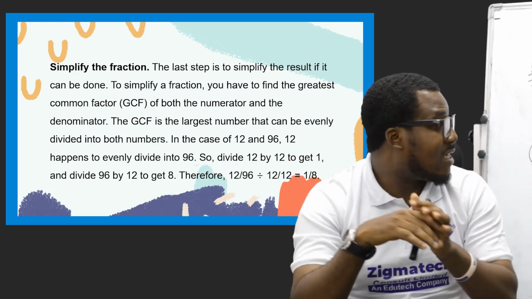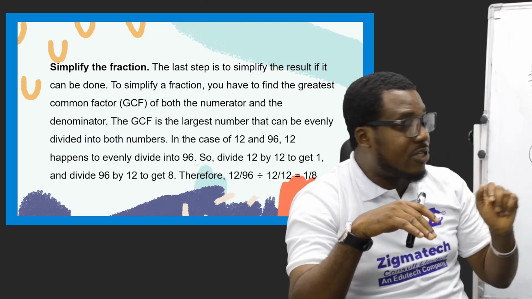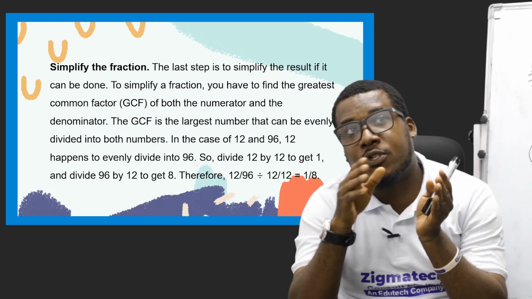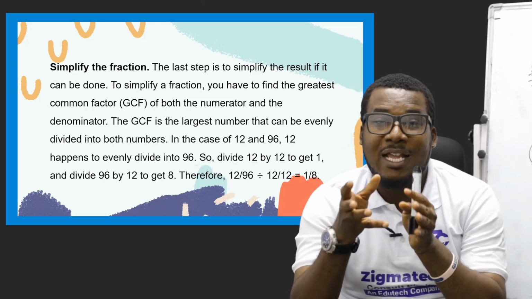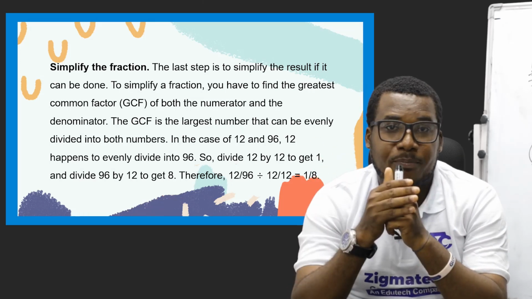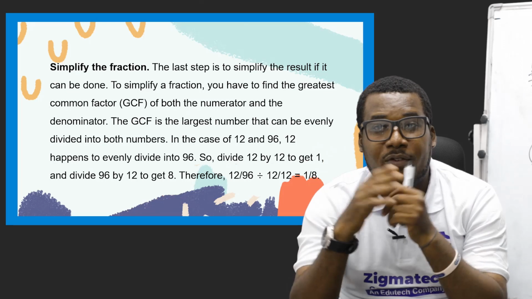But if it cannot be done, as in the other scenario I showed you with 5 and 5, two numbers that do not share a common multiple or factor and could not go with each other, then in that case you leave it be.